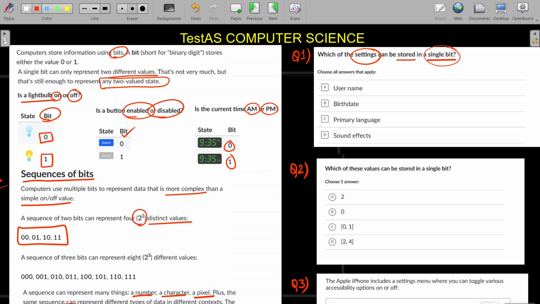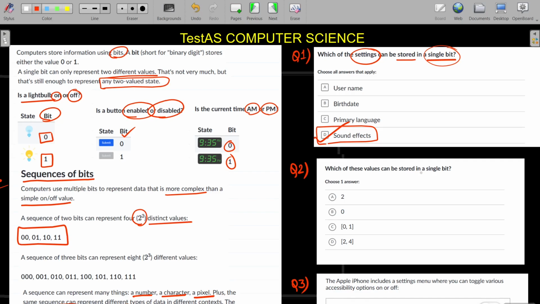Next, primary language. A person may have more than one primary language, more than two, right? So it cannot be the answer. For sound effect, yes, it can be either on or off. Sound effect, we can either check it or not check it, right? So yes, this can be represented by a single bit. So this should be our answer.